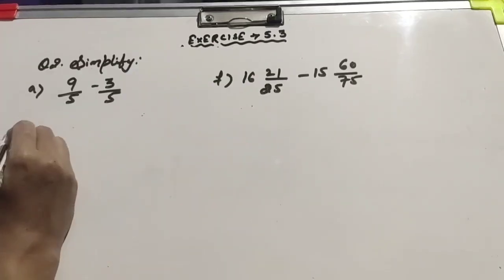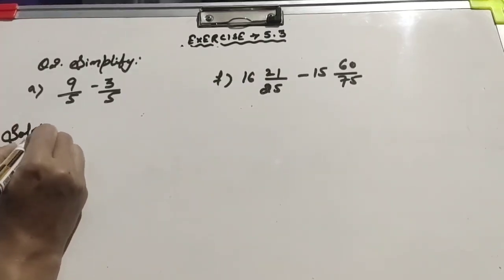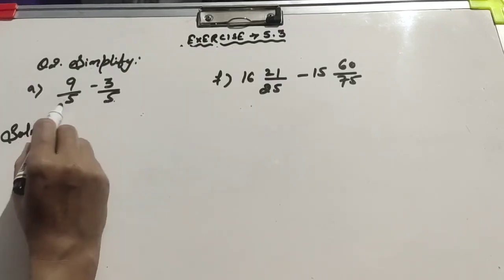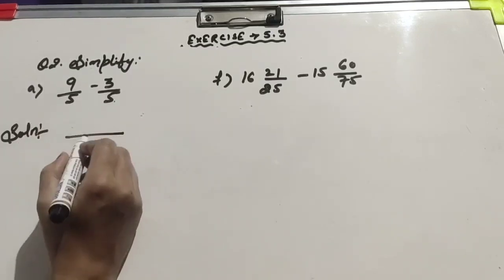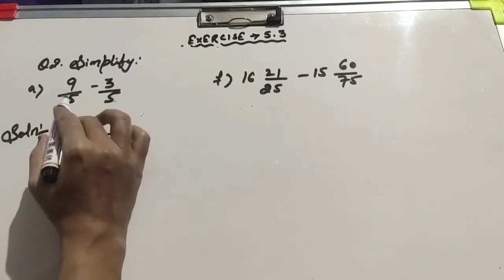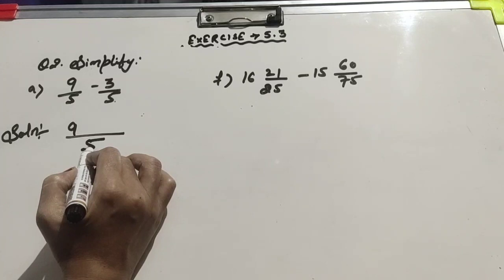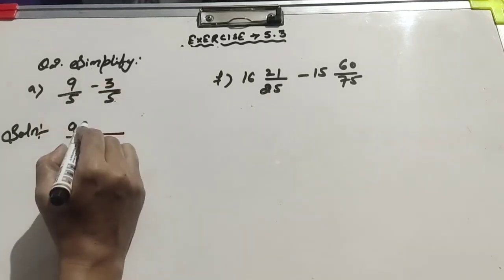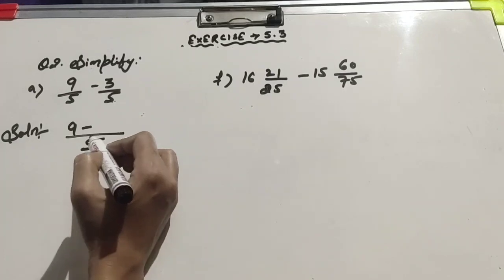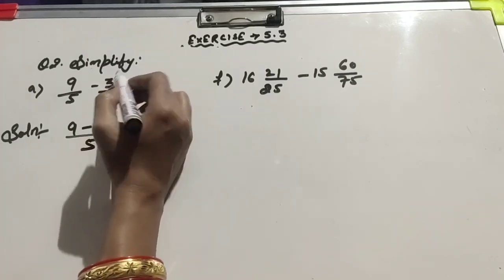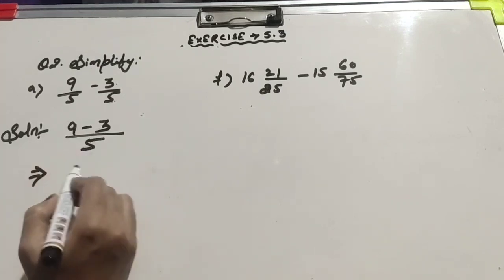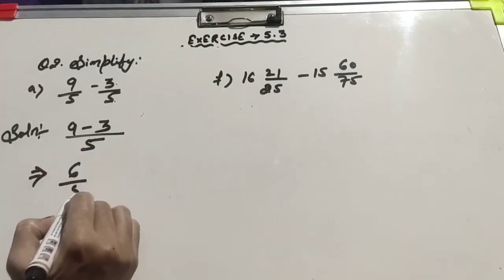Question number 2 is given, simplify. The process is the same, just you have to see the number 5, 5, both are the same, so just take a common number 5. 9 right here, because 5 in 5 will come 1 time, so 5 1 is 5, 9 1 is 9, subtract sign, minus, right here. 5 in 5 will come 1 time, so that 1 will multiply with 3, so 3. 9 minus 3 is 6 by 5.